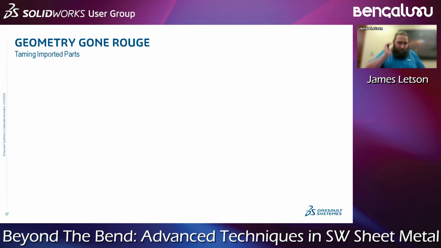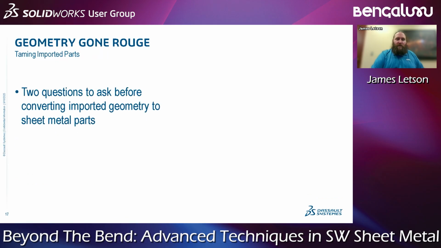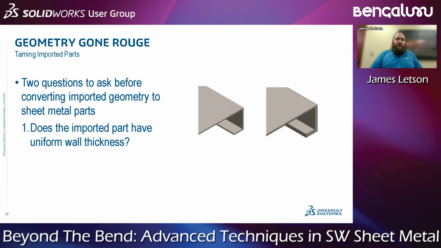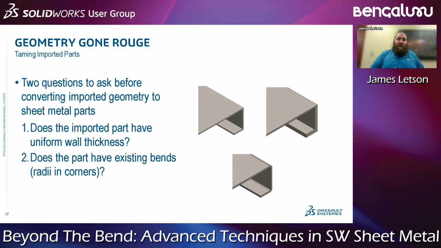With that said, when it comes to imported geometry, there's two main questions that you want to ask before you start making sheet metal parts out of it. The first one is, does the imported part have uniform wall thickness? And then the second one being, does the part have existing bends? Are there radiuses in the corner already?